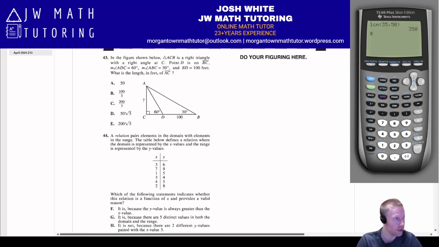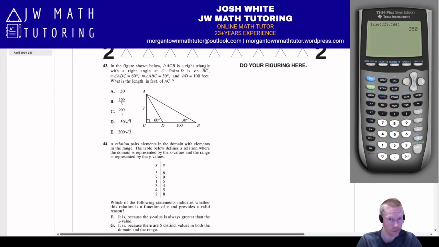Top of the next page, I want to take a look at question 43 here, and I'm going to show you two different ways to solve it. The first way is going to be much quicker, much simpler. The second way is going to be a little bit longer, a little more work, but they both get you the correct answer. So everything they've given you is labeled here.